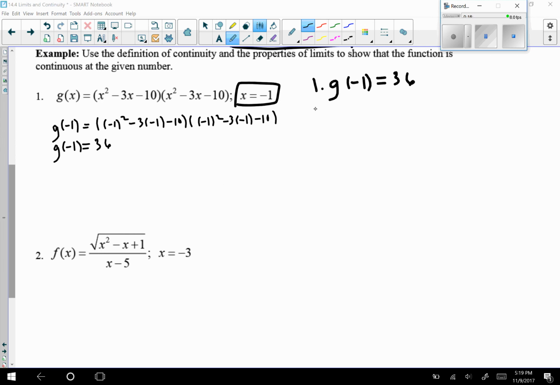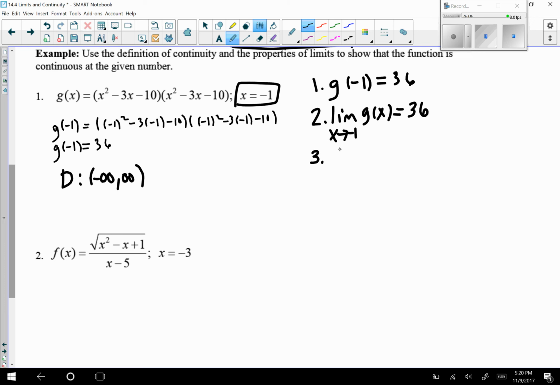So the next part would be to look at the limit. So the limit as x approaches -1 for g of x is also going to be equal to 36. And we know that, again, because the domain of this function, since it's a polynomial, is going to be all real numbers. We don't have any variables in the denominator, and we don't have any variables underneath an even root. So that's how I know it's going to be equal. And you can also confirm that by looking at the graph on your graphing calculator.